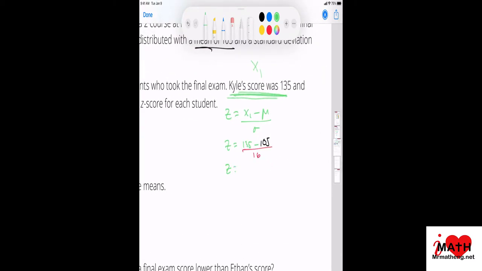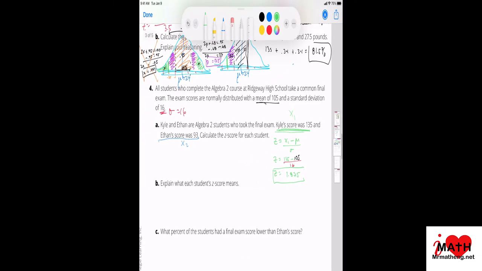And if you do this, you get a z-score for Kyle to be 1.875. Notice that it's positive. Let's do the same thing for Ethan's, or if you want to try it, just press pause and then press play when you're ready.